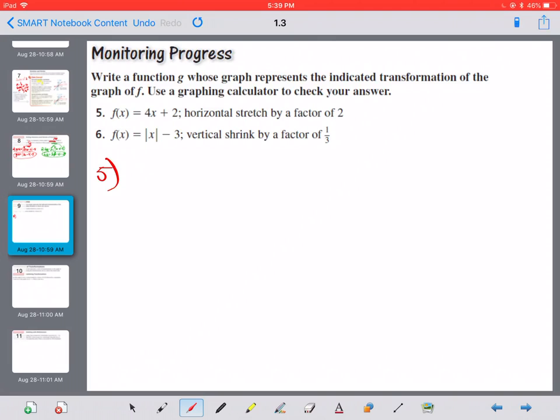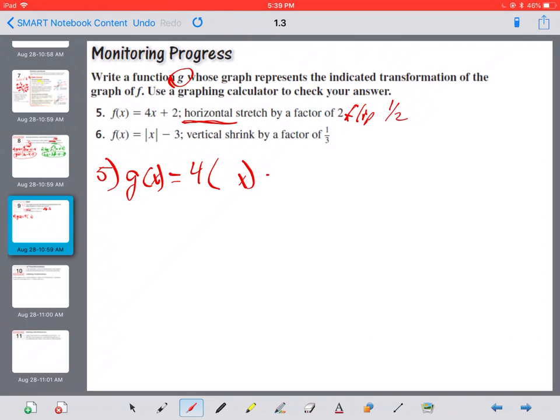Okay, let's look at number 5. They want us to name everything g, so I'm going to call it g of x. And they want me to take the original equation and do a horizontal stretch by a factor of 2. So when I flip that, it's going to be 1/2. Remember, horizontal, you got to flip it over. If you're multiplying, you flip. If you're adding or subtracting in, you do the opposite. So for my horizontal stretch, I'm going to flip it over.